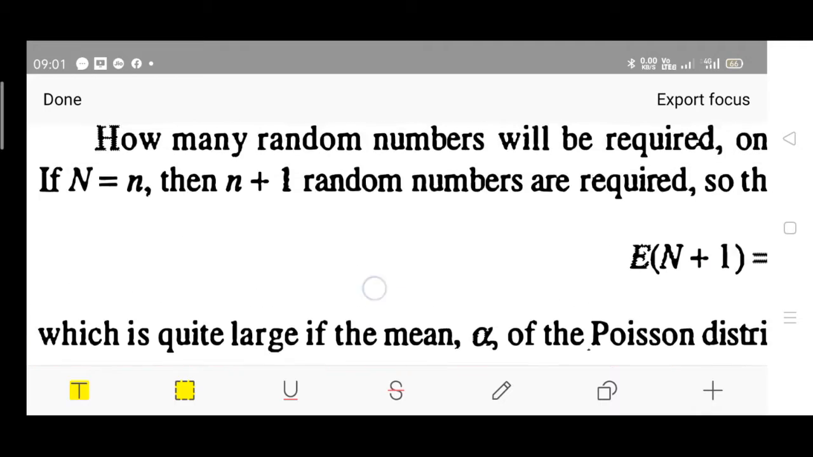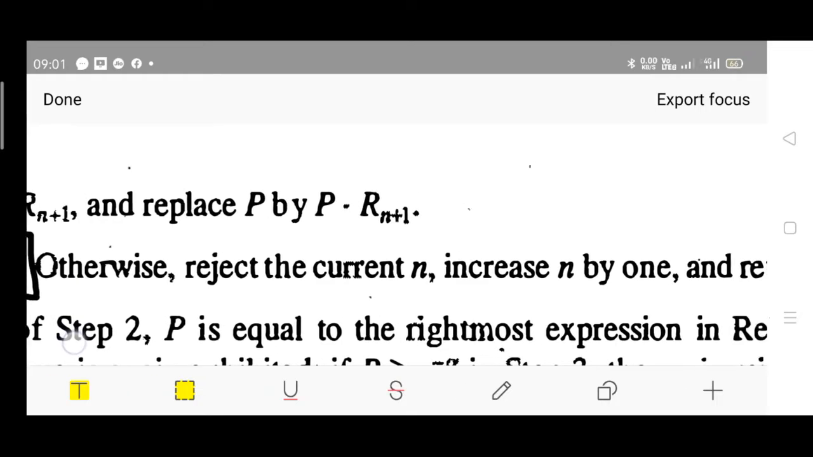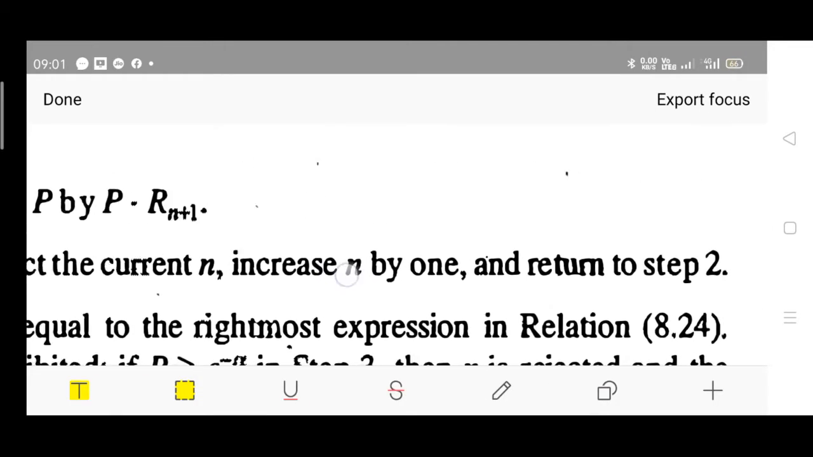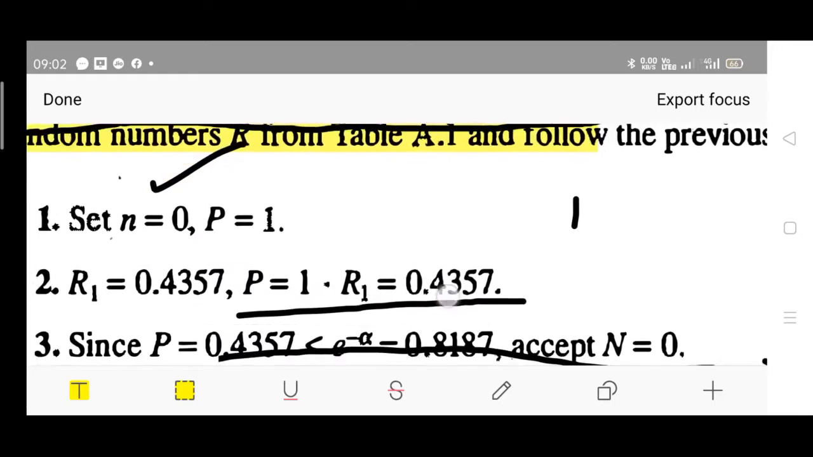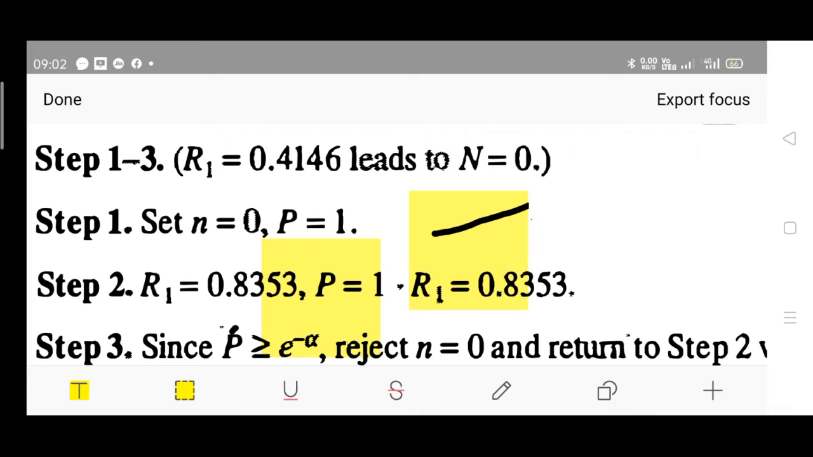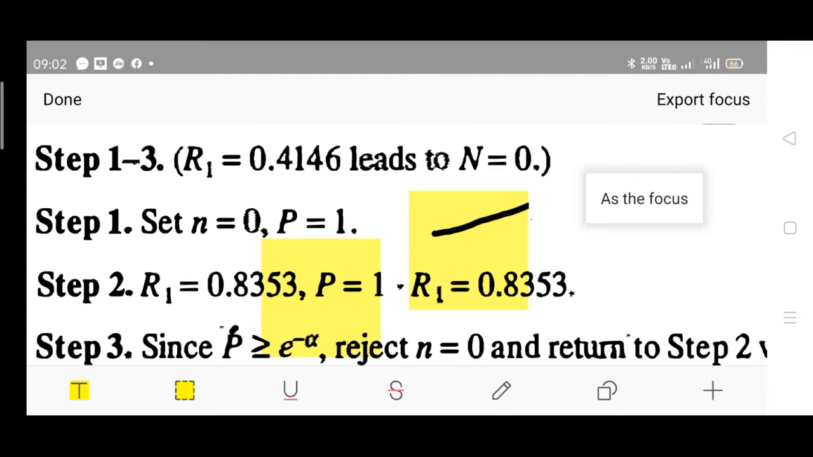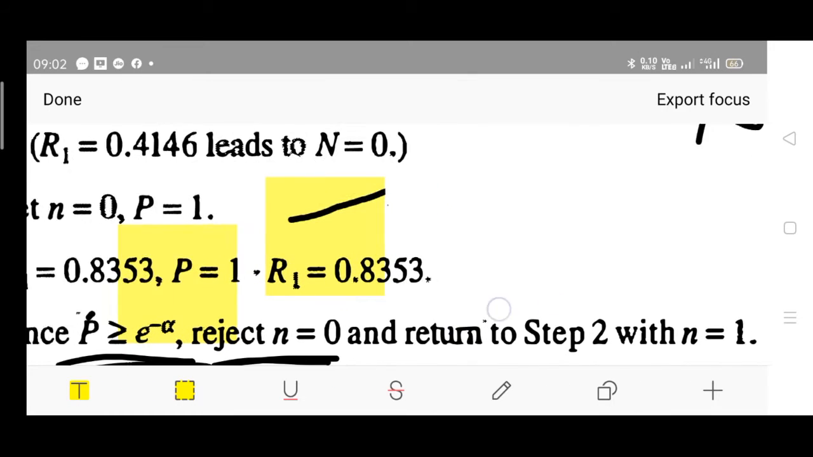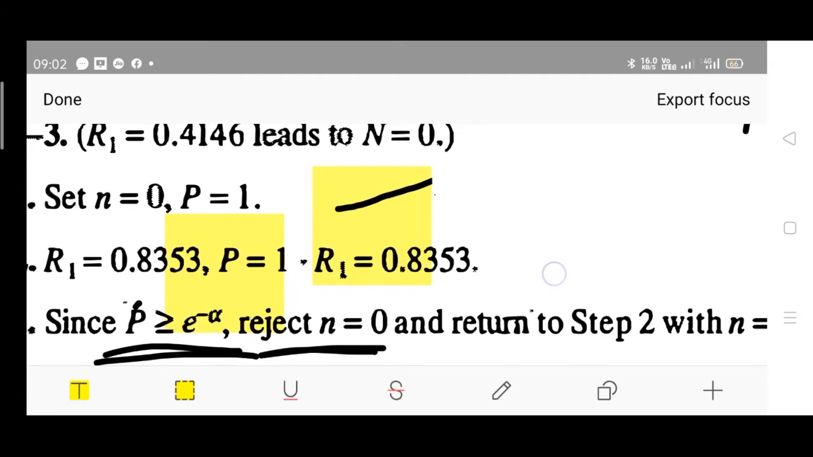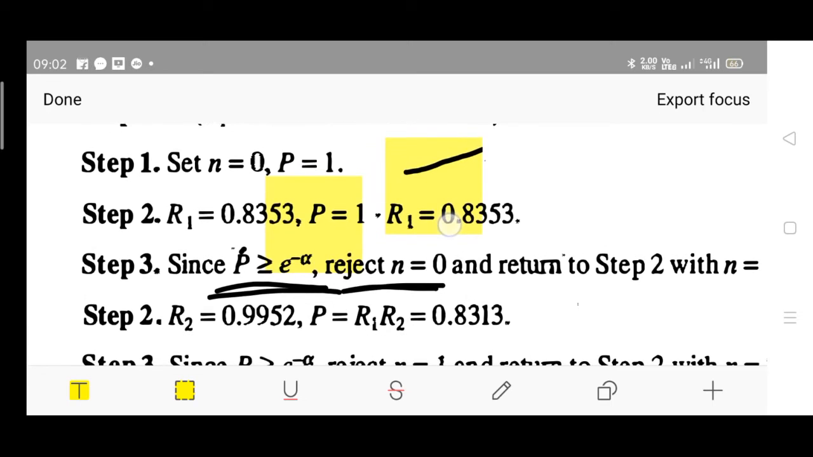Step number 3 is here: otherwise reject the current n, increase the small n by 1 and return to step 2 after rejecting. Since it is rejected because p is greater than e to the power minus alpha, you have rejected the test at n equal to 0. So you have to go back to step number 2 by incrementing small n by 1. Small n equal to 1, since the initial value was 0, make it as 1. Then come back to step 2.